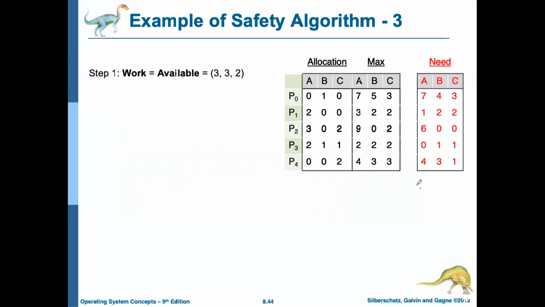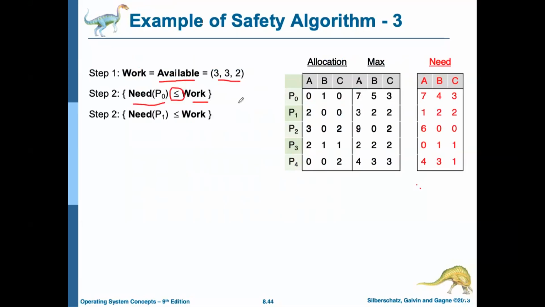And next, step 1: work equals available, which is 3, 3, 2. Available now is 3, 3, 2 for each of the resources. And then step 2: the need for P0 must be less than or equal to the work. So first, P0 needs to be less than or equal to the work.